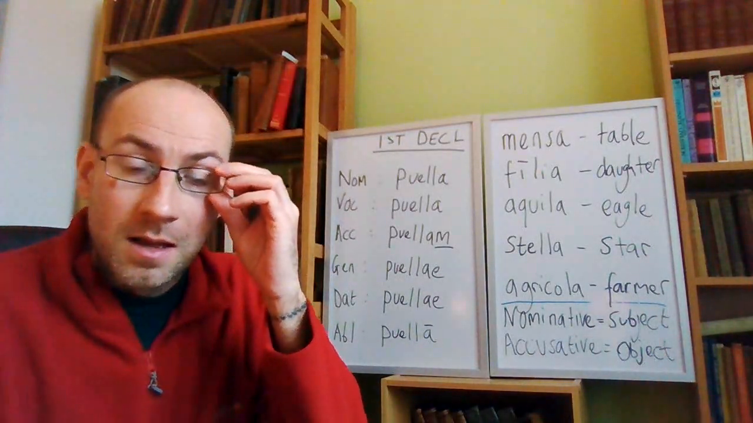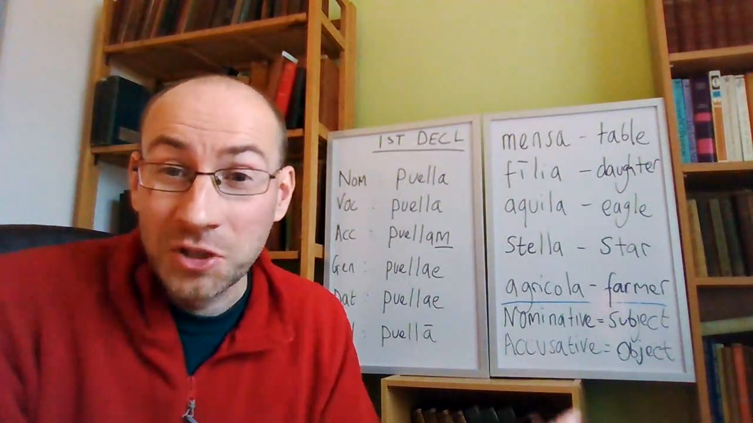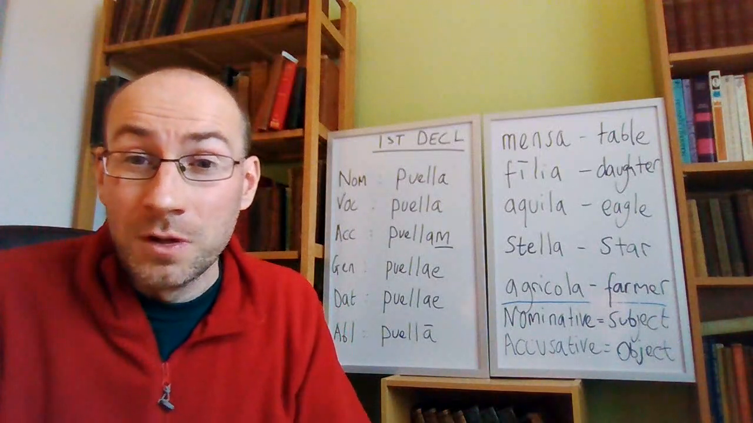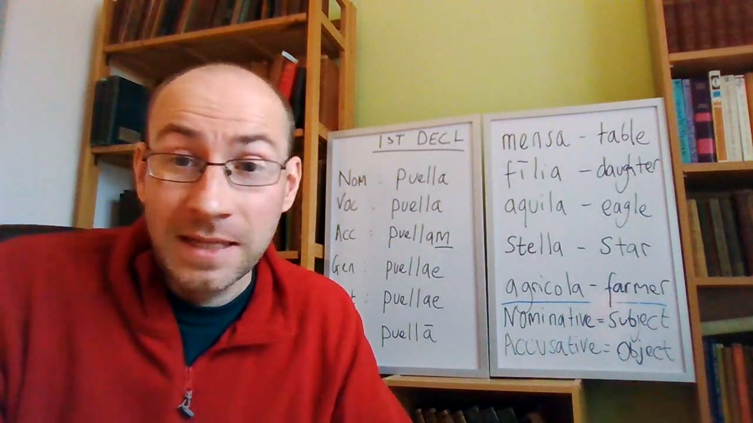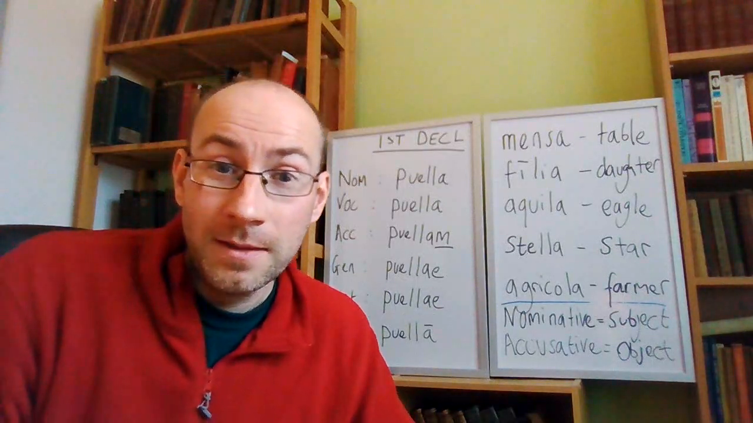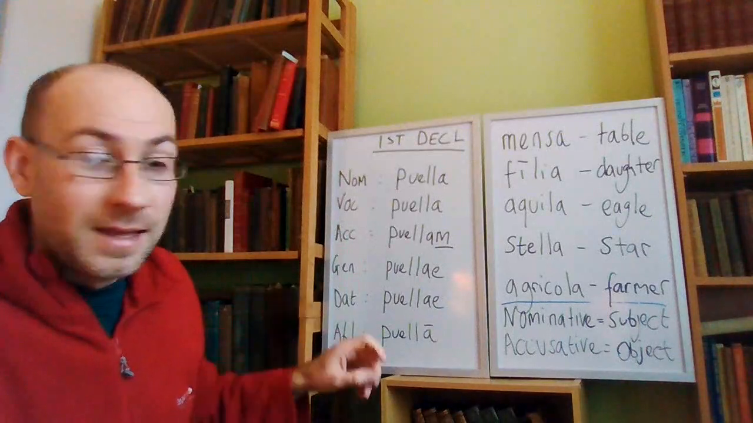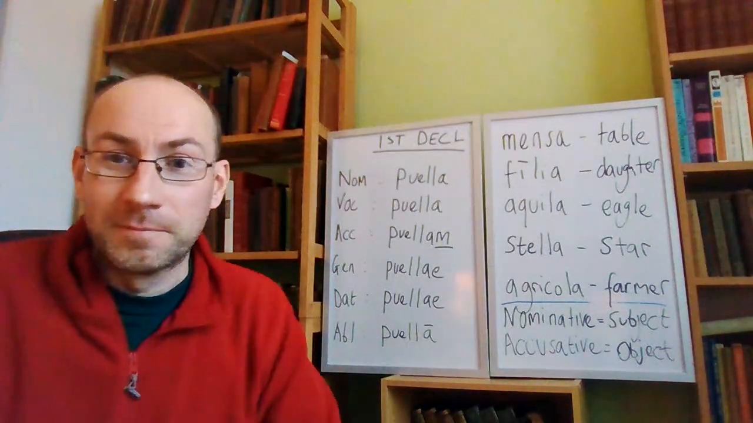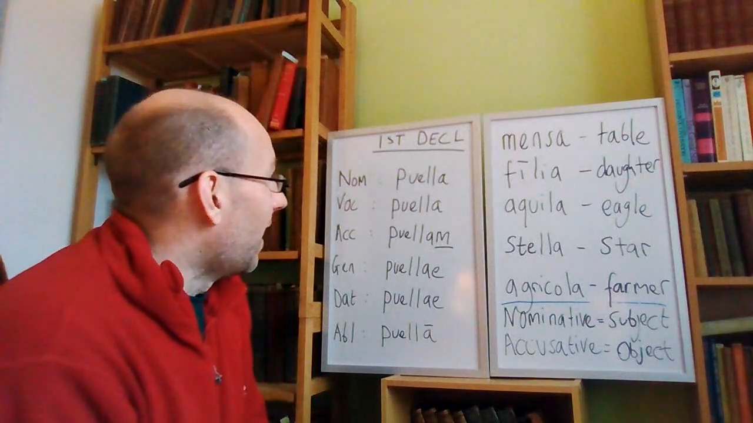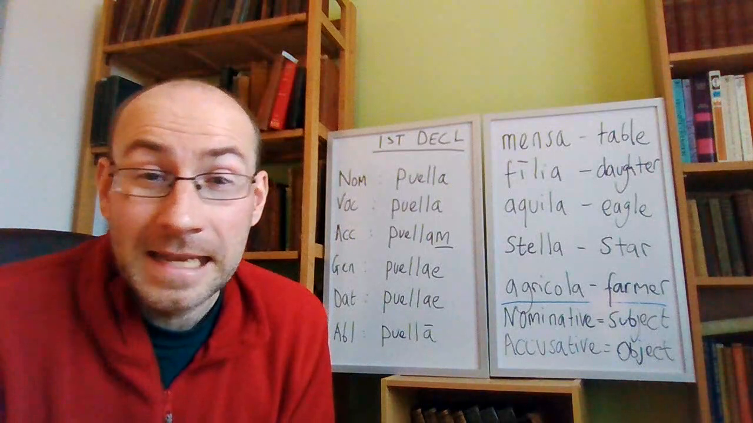Okay? So we get the English word villa, a large house, a villa, from the Latin word, pronounced villa. Well, it ends in a, it's first declension, feminine. Okay? One more time. Puella, puella, puellam, puellae, puellae, puella. Good stuff. Right. Let's have a look at a few other nouns that work in exactly the same way.